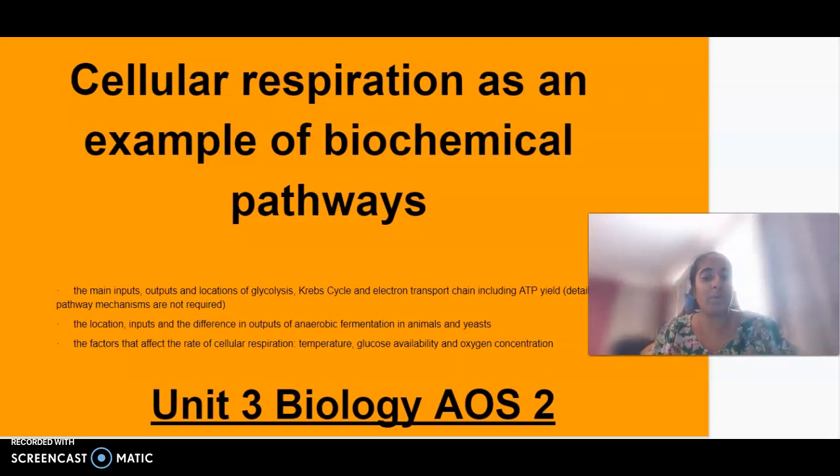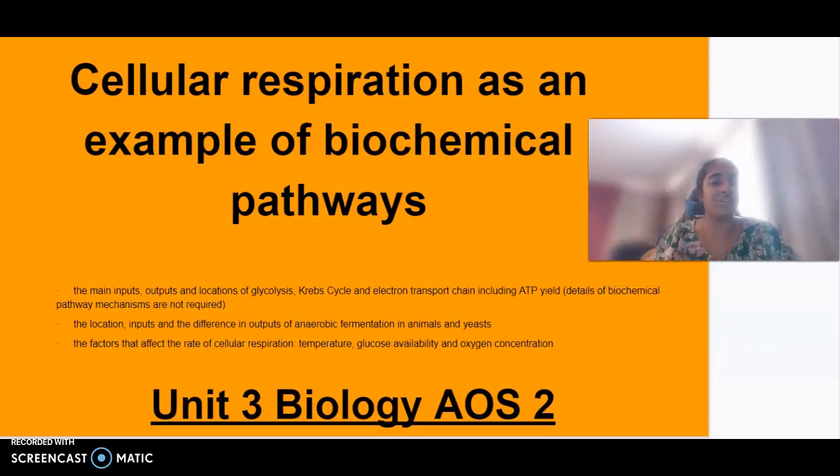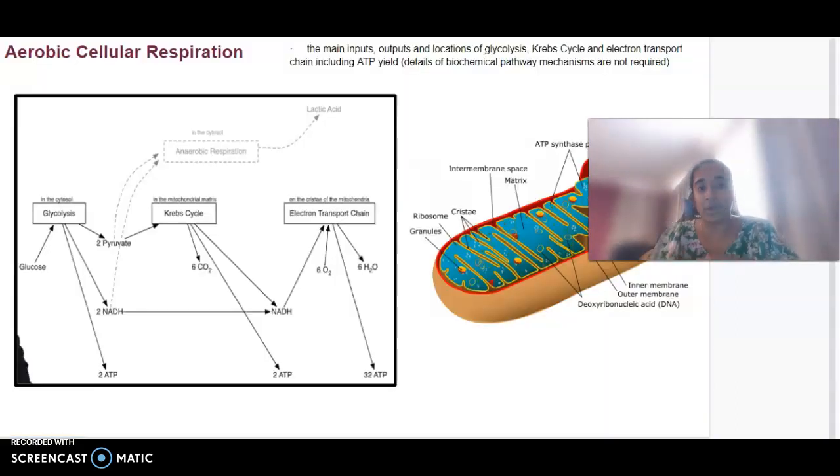But basically what we're going to be covering today is looking at the inputs and the outputs of the 3 stages of respiration. We'll be looking at the location and the difference in outputs and inputs of aerobic and fermentation, and we'll be looking at the factors that affect the rate of cellular respiration as well. So we'll start off with where this is happening and an overview.